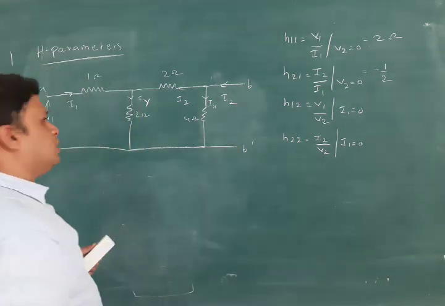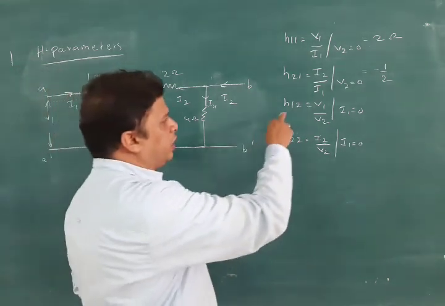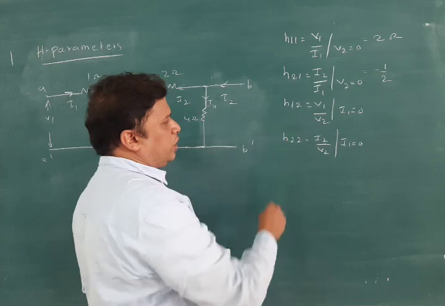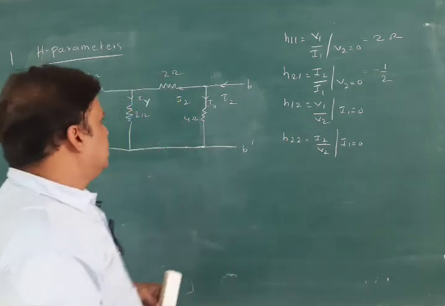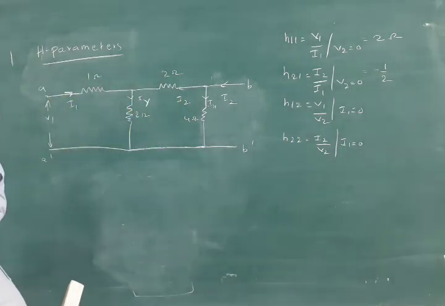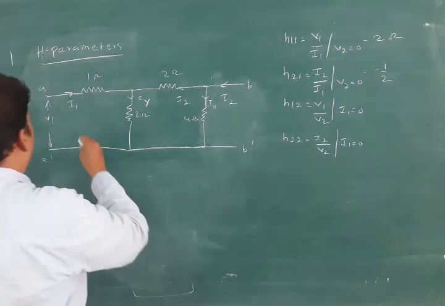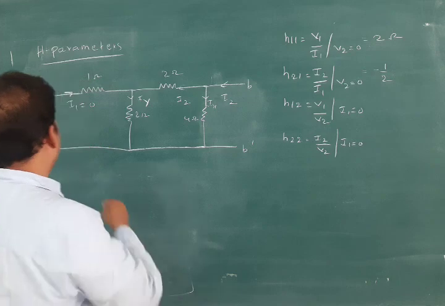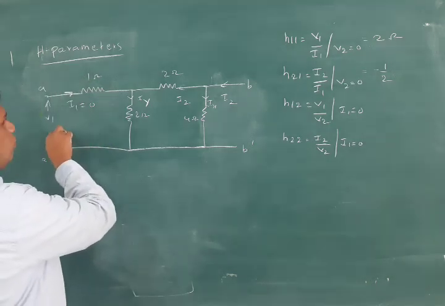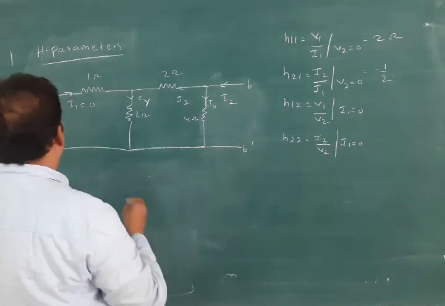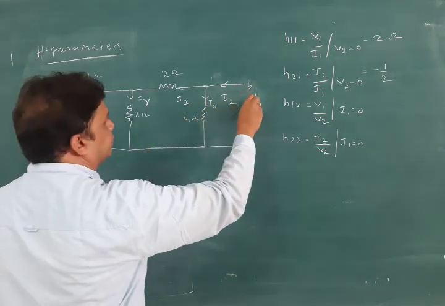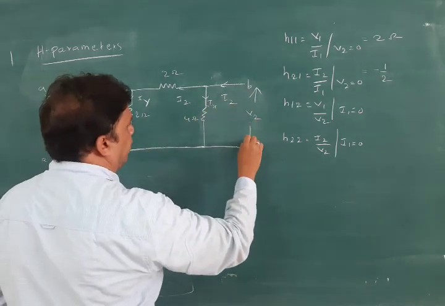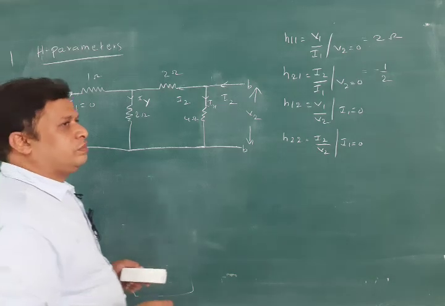Now in this particular H12 and H22, first we will go to H12, and we will see what is being done here in the problem. I1 is equal to 0. If I1 is equal to 0, what happens? Then this is open circuited, and we will see what the parameters will be now.